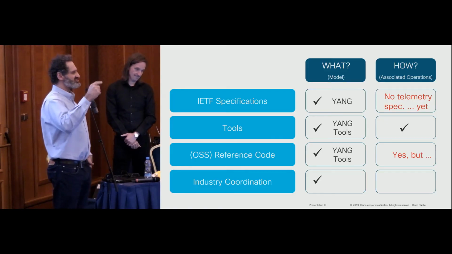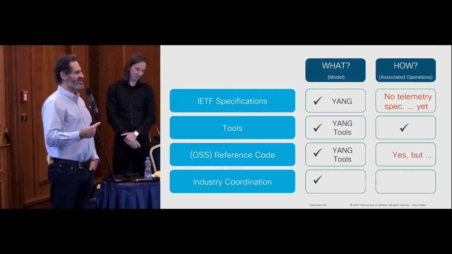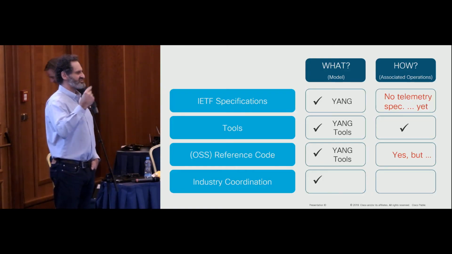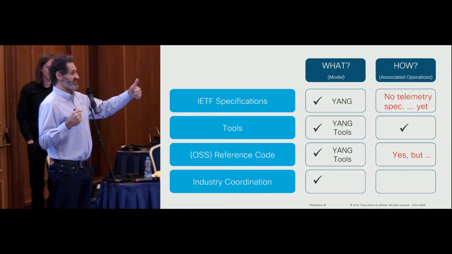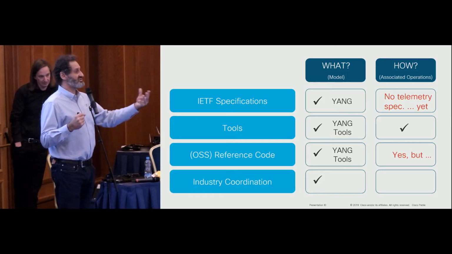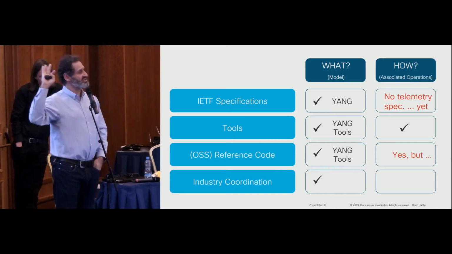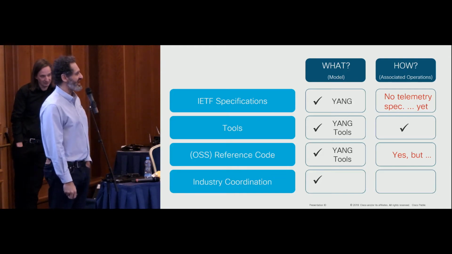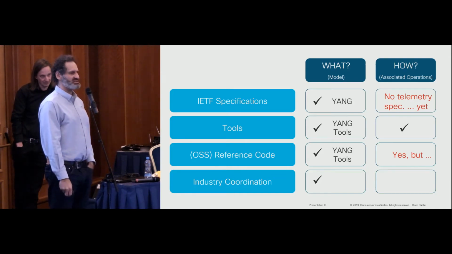So what you'll see as a theme throughout this session is it's not good enough to just do IETF specifications. We need specification, tools, code, and industry coordination. Because if I look at the right-hand side, for telemetry, well, guess what? We don't have the specifications yet after 4 years in the IETF.